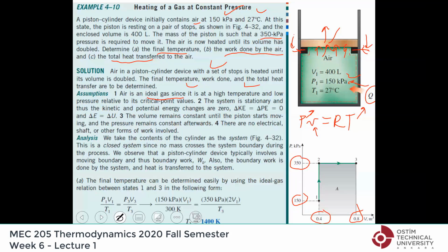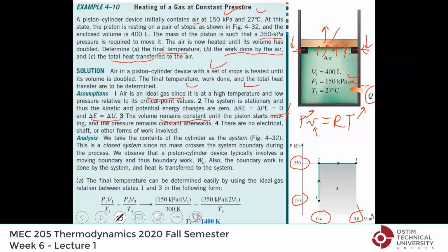It is nothing. Therefore, air is an ideal gas. And you can also check with the critical point of, let's say, oxygen or nitrogen or the air there directly, which is some kind of average. And the system is stationary, therefore there is no change of kinetic and potential energies. We don't need to deal with that. So they are 0, as you see here. Therefore, delta E is delta U. Now the volume remains constant until the piston starts to move, and then the pressure remains constant until the end of the process.